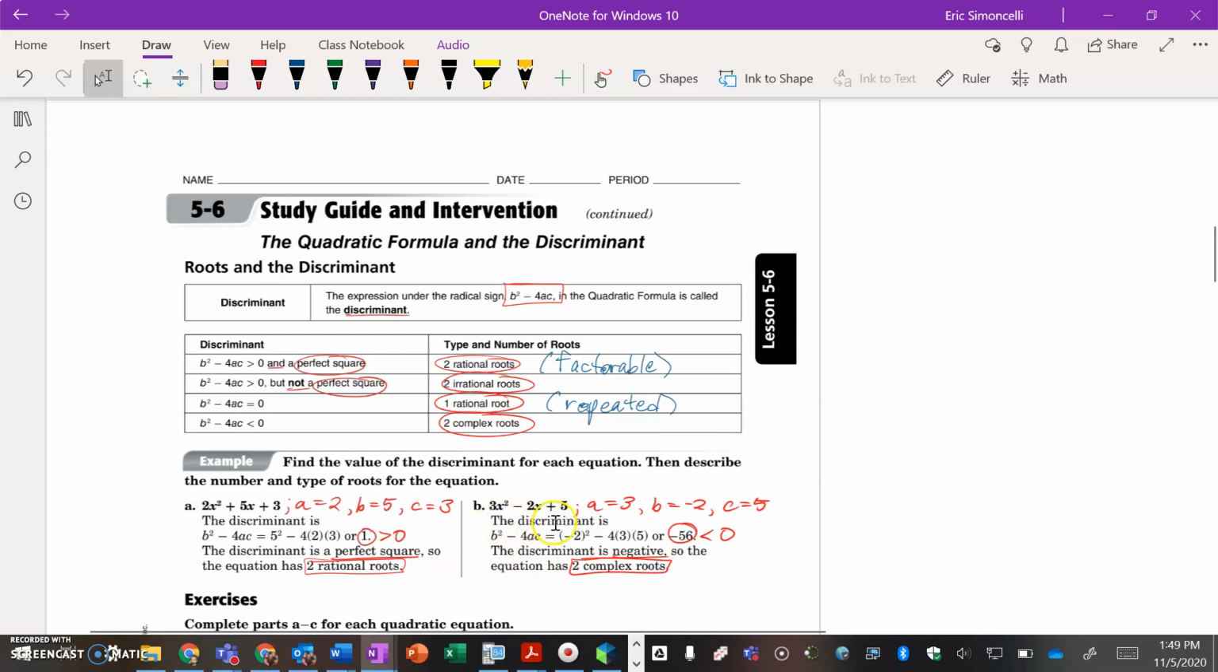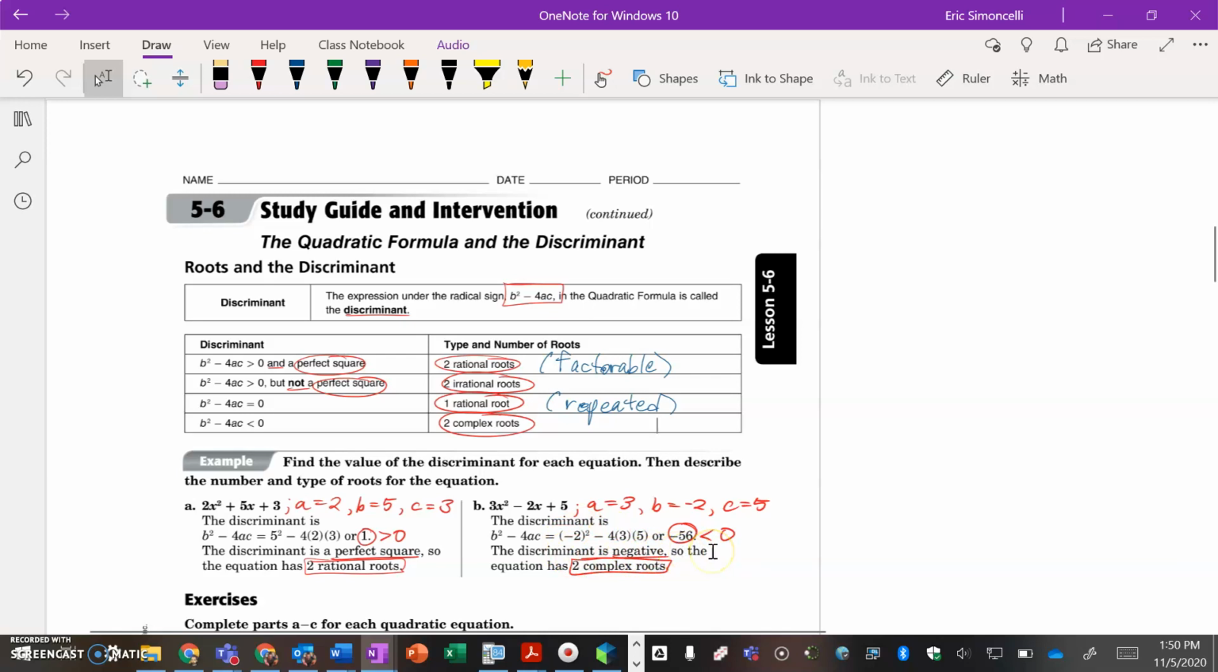Part B, here's your quadratic: 3x squared minus 2x plus 5. a is 3, b is negative 2, c is 5. b squared minus 4ac. We're going to take b and square it, so negative 2 quantity squared, and then subtract 4 times 3 times 5. If you do the math, that ends up being negative 56.